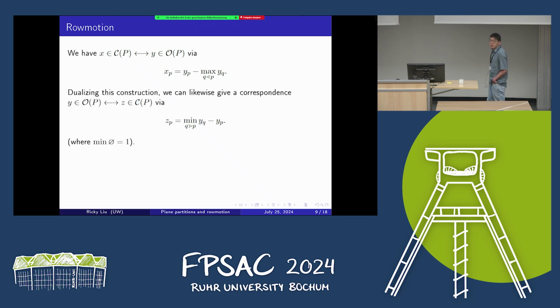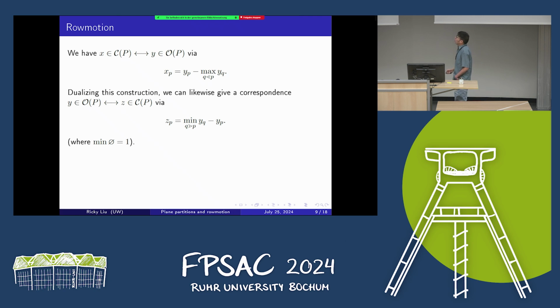But we could do the dual thing. We could instead look at all the labels above a given element. So we have y in our order polytope. We look at all the labels above p. We know their minimum is going to be at least the label at p, and then we can take that difference. That will give us another label z_p, and we collect these together and get some labeling z. You can check that, essentially for the dual of the reason you got a chain polytope in the case for x, z will be a point in the chain polytope for P.